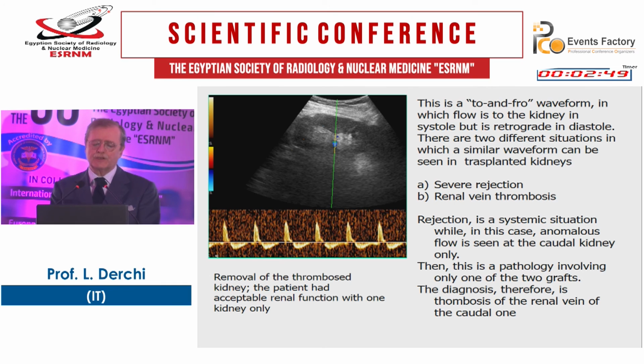Since there are 2 different situations in which a similar waveform can be seen, as we said before, severe rejection or renal vein thrombosis, we have to decide which of the 2. But since rejection is a systemic situation, while in this case abnormal flow is seen only on the caudal kidney, this pathology involves only one of the grafts, and then the diagnosis is thrombosis of the renal vein. The patient underwent surgery, and luckily she could go on with only one of the 2 kidneys, and did not need any transplantation anymore.